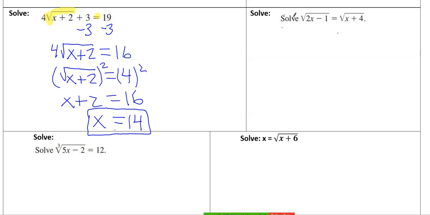Solve. What does it mean to solve? It means to find the solution, which means to find all the values of the variable or variables that make the mathematical sentence true. We have square roots on both sides this time.